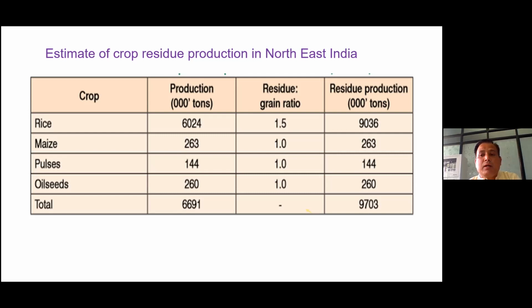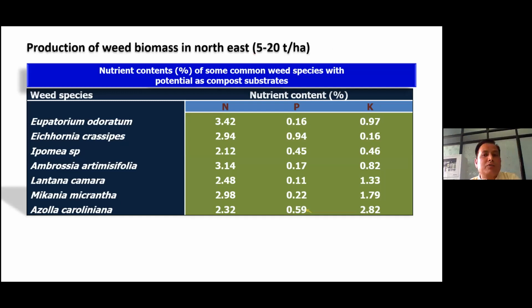In the same way, we are producing almost 15 to 20 ton per hectare of weed biomass. You know that in this region, Meghalaya, we have the highest rainfall throughout the globe, and we have a bumper weed biomass. It is very difficult to even manage. And I have listed only 4-5 species.